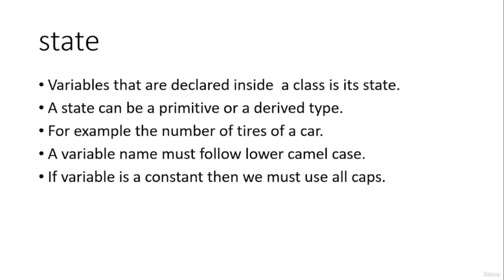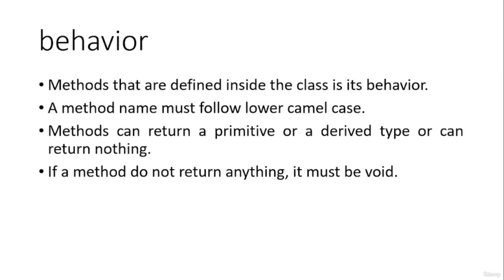Now let us see the other features of state. For example, if a car or a vehicle is there, then the number of tires can be considered a state of it, so that we can initialize it using variables and then we can manipulate it. Next thing we need to discuss is the variable name syntax for state. Variable names follow lower camel case notation, so we have to follow the lower camel case notation when we create variables.